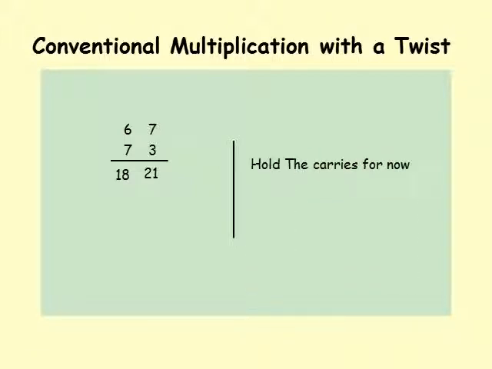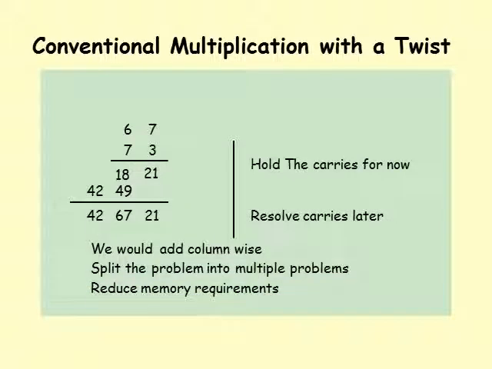Now the next row, we did a 7 times 7, 49. Then 6 times 7, 42 again. We're holding the carries. Now we're going to add them in columns. In the rightmost column, we have 21. In the middle column, 18 plus 49, 67. In the leftmost column, we have 42. So first we hold on to the carries, and then we did an addition in the columns. We're going to resolve the carries later.